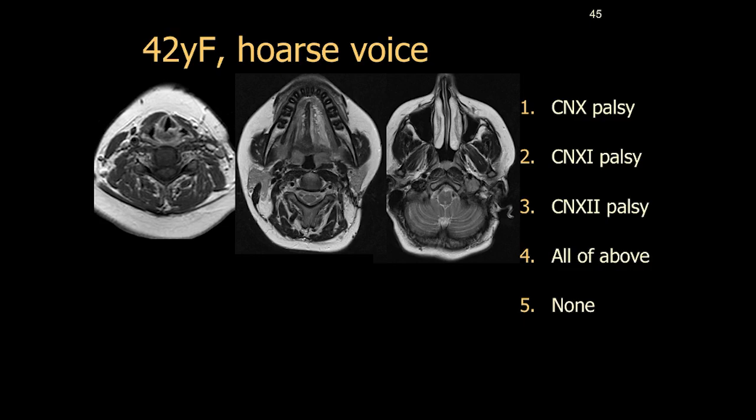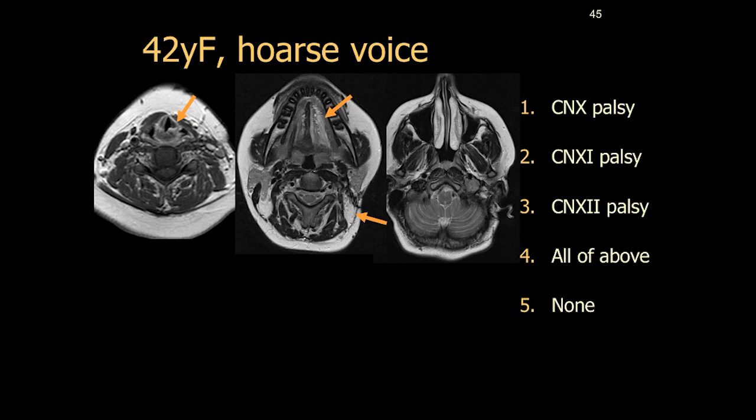This is another patient with a hoarse voice, and you will now spot the vocal cord palsy on the left side more easily, as discussed previously. However, there are some additional findings here. Notice the atrophy of the left sternocleidomastoid muscle. Notice the atrophy of the trapezius muscle lower down. You've also got atrophy and denervation changes in the left side of the tongue. So this patient has a combination of 10th, 11th, and 12th cranial nerve palsies.